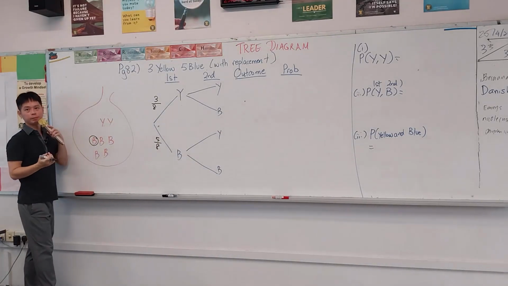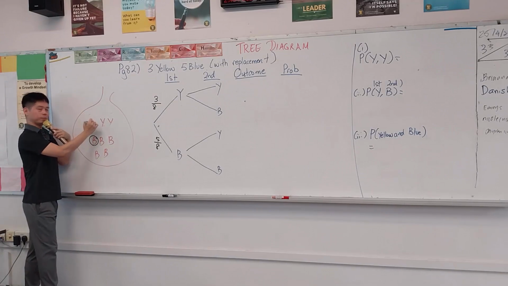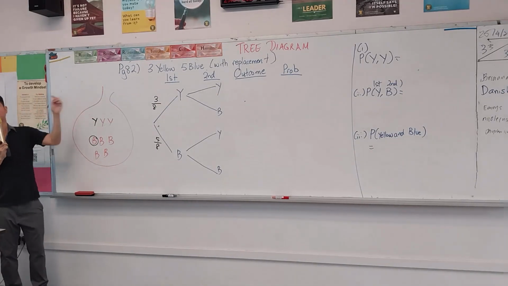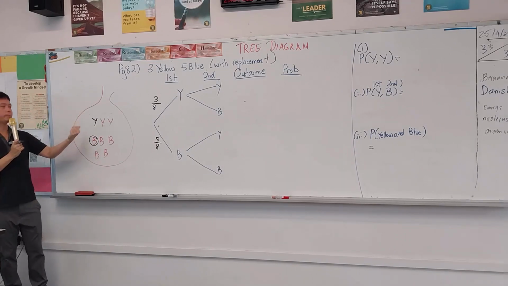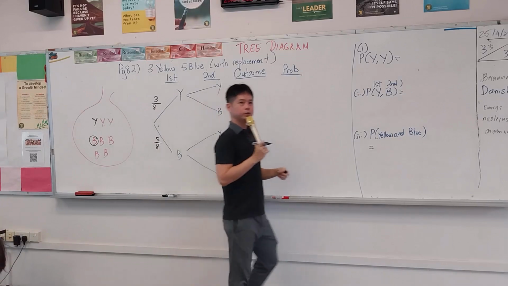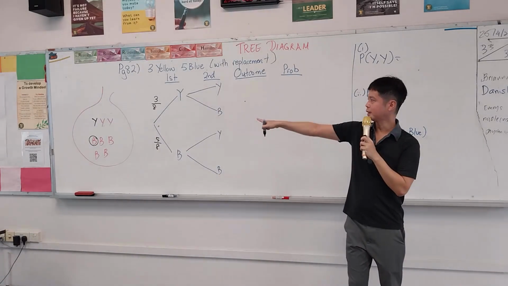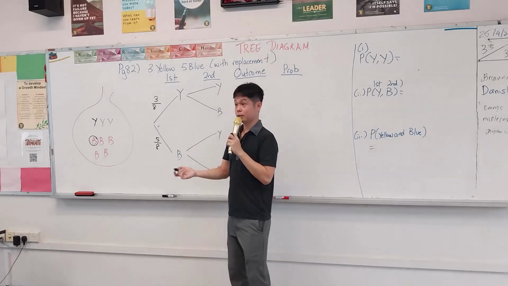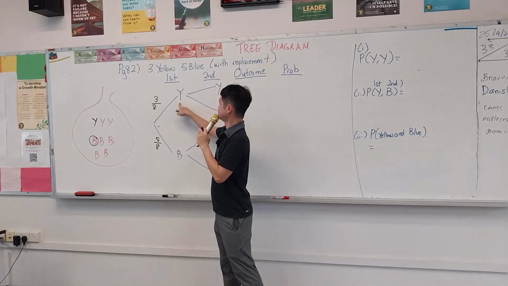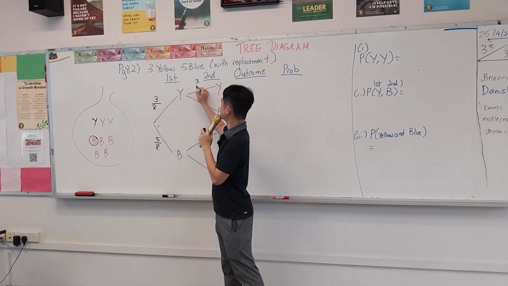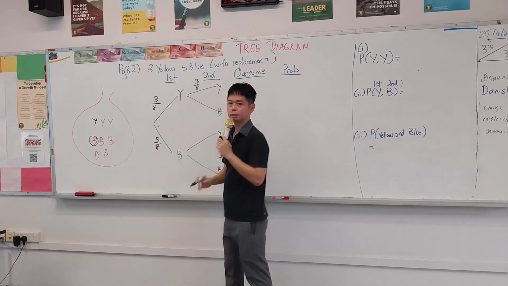Now, why is it called with replacement? Because I will put back the yellow for the second time. That means I took out the first yellow already, right? Now I put it back. What's the probability of getting a second yellow? Look at the picture there. How many? Still 3, right? Because I put it back. Even though I took out the first one, I put it back. So the probability is still 3 out of 8.